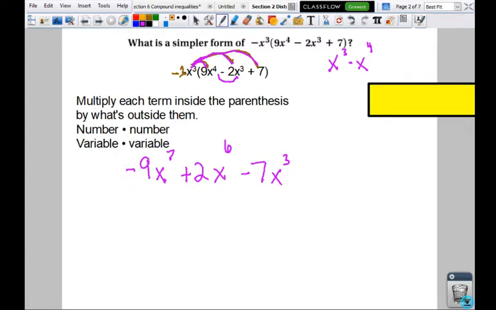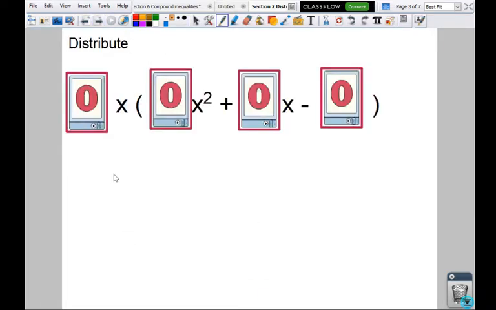So my final answer, negative 9x to the 7 plus 2x to the 6th minus 7x to the third. You guys have done this kind of stuff before. You guys know how to distribute. We're just doing some more complicated distributes. So we're going to practice some random ones. It's not going to be super tough, I don't think. You guys are pretty good at these. Alright, so we're going to get some random ones going here.